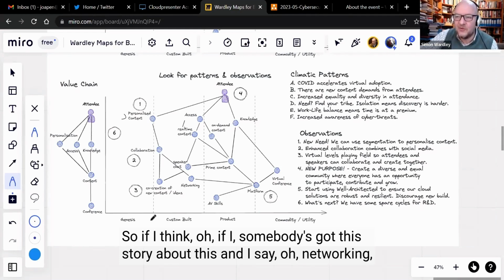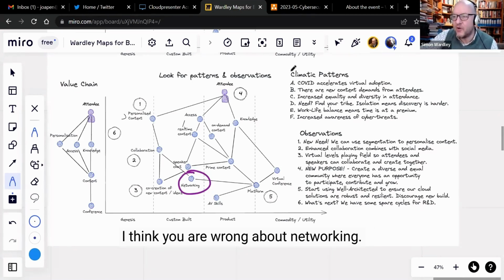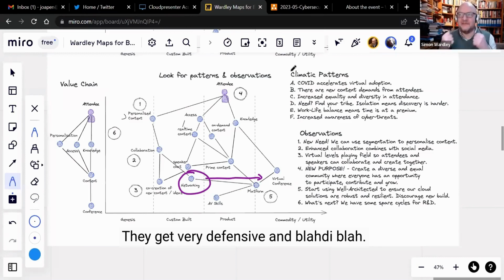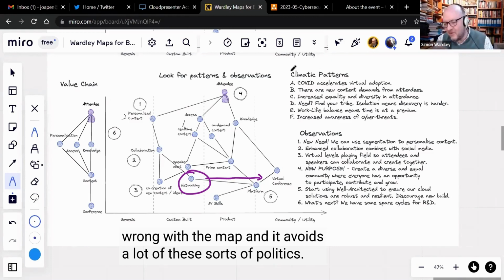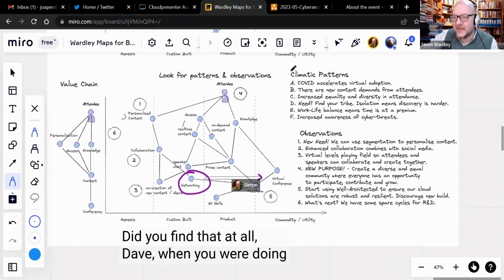And then people get very defensive about that. So if somebody's got a story about networking and I say, I think you are wrong about networking, they get very defensive. But on a map, you can just simply say, I think there's something wrong with the map. It avoids a lot of these sorts of politics. Did you find that at all, Dave, when you were doing it?